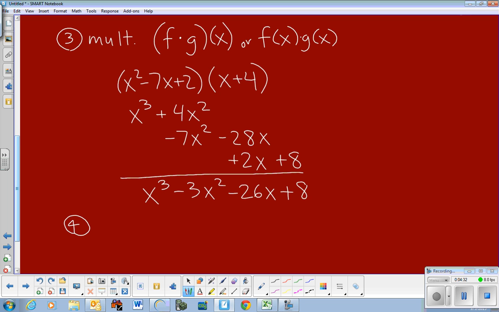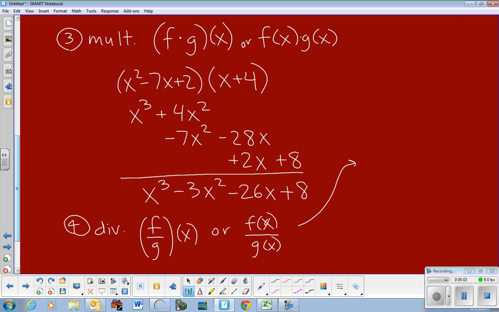All right, so division. Depending on the situation, there's not a lot you can do. Division, we'll write it like (f/g)(x), or, of course, like that. And we're just going to put f over top of g. Depending, you might be able to factor and cancel, but this one's going to just equal x squared minus 7x plus 2 over x plus 4.